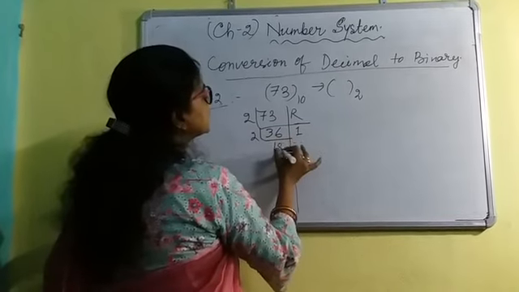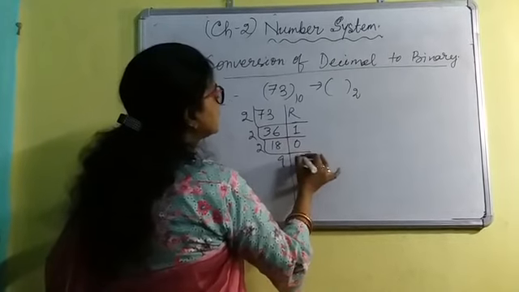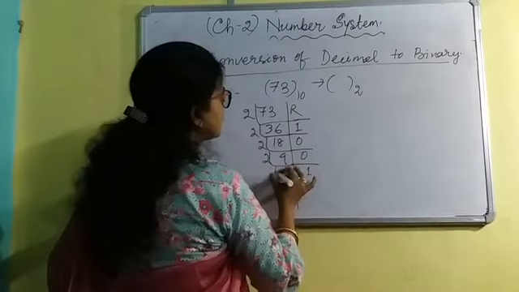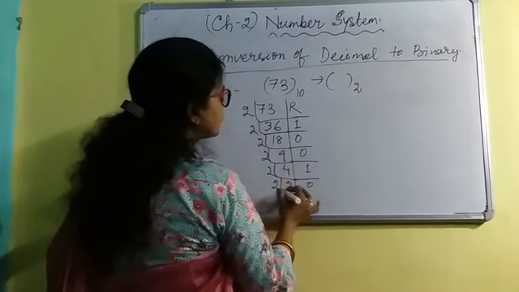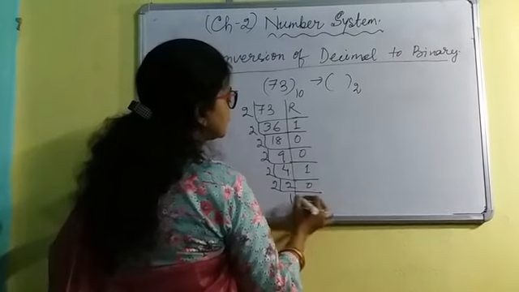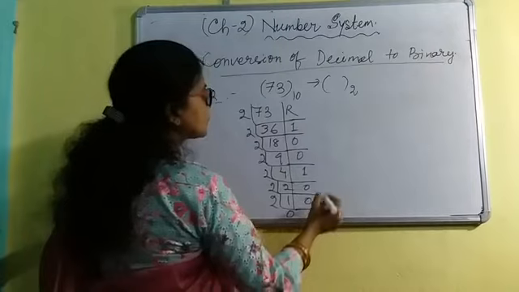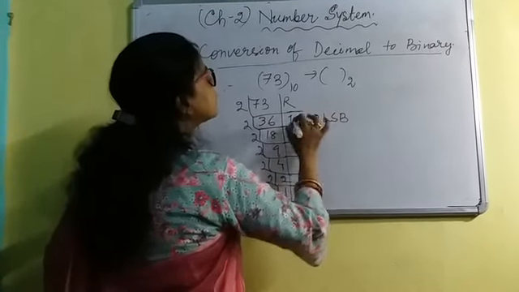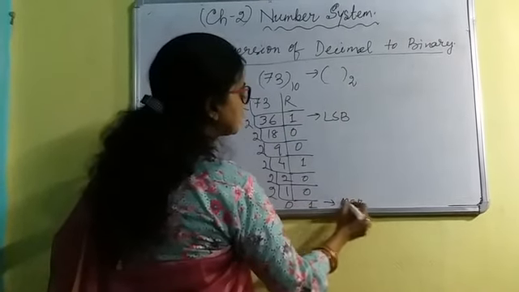Again divide by 2, this is 18, 0. Again 2, that is 9, that is 0. Again 2, that is 4, that is 1. Again 2, this will be 2, this will be 0. Again 2, 1, 0. Again 2, this is 0, this is 1. So this is the LSB, least significant bit, 1. This is the most significant bit, MSB, that is 1.